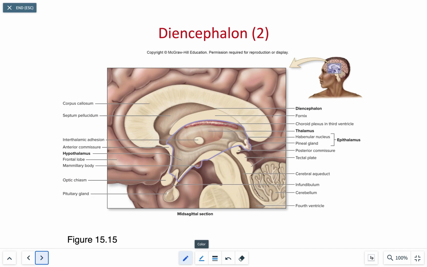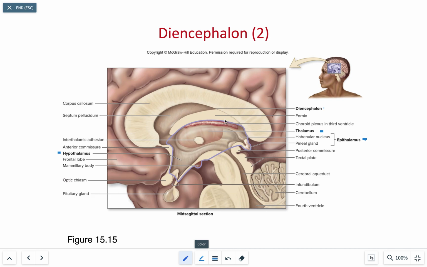So when we get into the diencephalon, this area right here, we consider this the in-between brain. It's going to incorporate the thalamus, the epithalamus with its structures, and the hypothalamus. So the diencephalon would be this whole region. The job of the diencephalon is to relay and be a switching center for sensory and motor pathways and control of visceral activities.